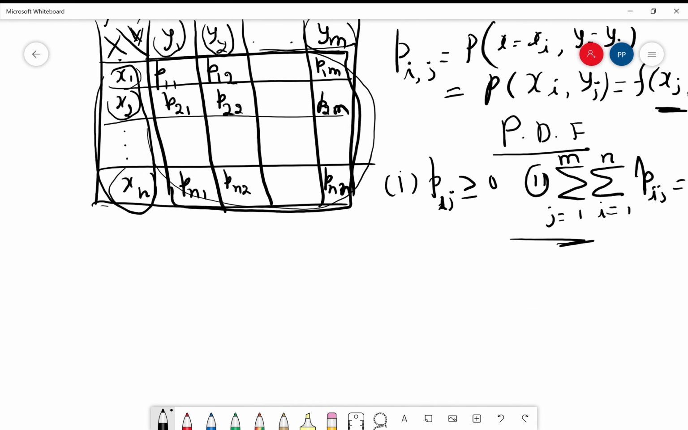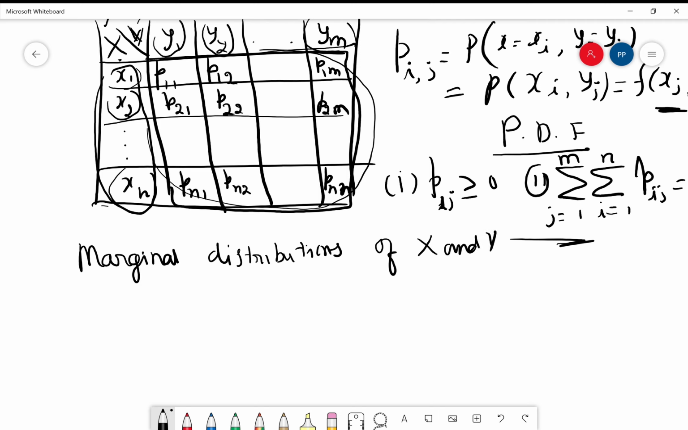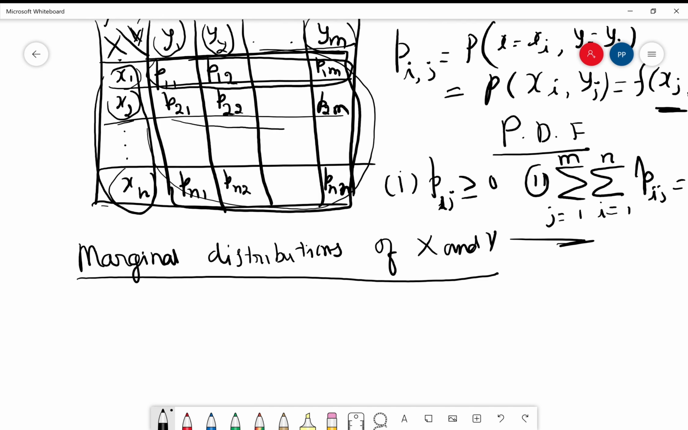Now let us define them: marginal distributions of x and y. We already know the values taken by the variables. We just have to find the probability of those values. To get the probability of x1, just add these probability values. To get P of x2, add the sum of these probability values. Similarly, to get P of xn, add these.